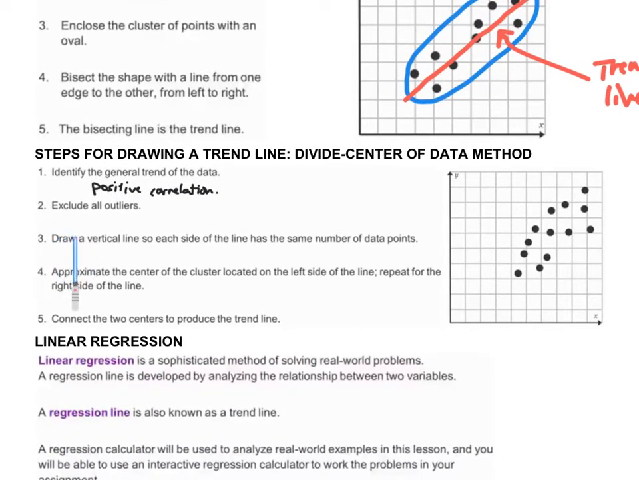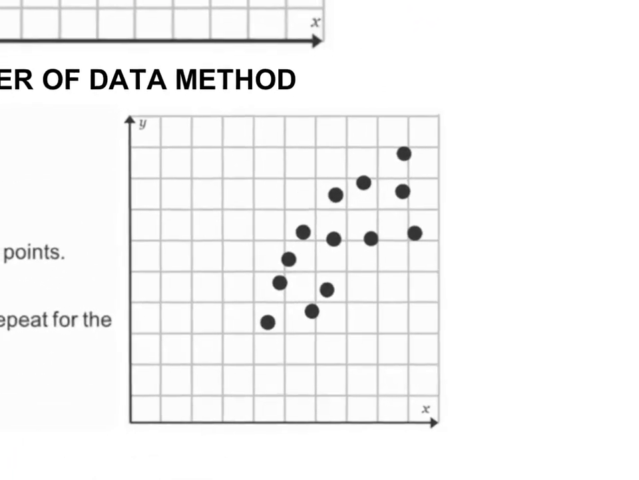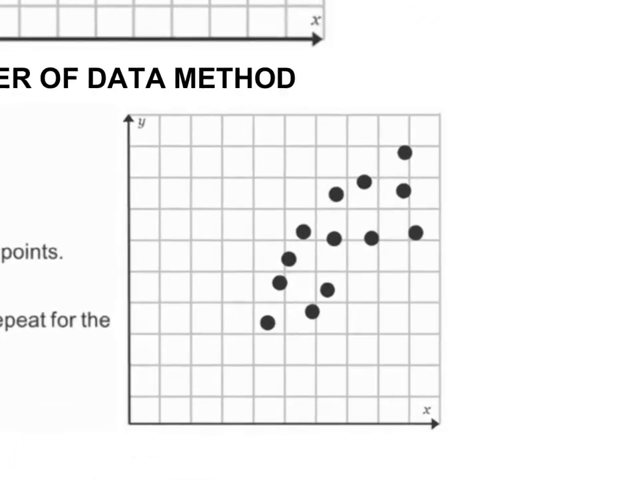But in here, it says to draw a vertical line so each side of the line has the same number of data points. So let's draw a vertical line that divides this evenly. Let's just count the number of points. I got 1, 2, 3, 4, 5, 6, 7, 8, 9, 10, 11, 12, 13. So roughly about 6 on each side. Let me draw in a line right about here and cut this in half. It kind of goes through 2 points.